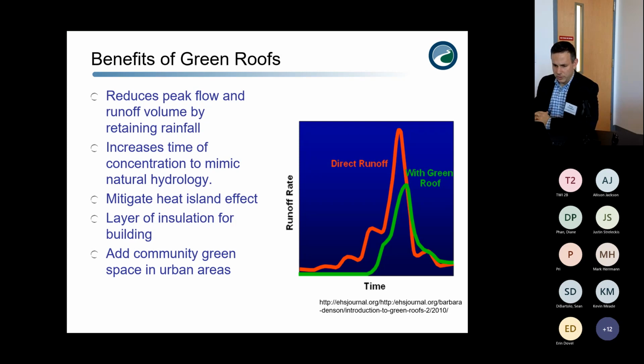Benefits of green roofs: they reduce peak flow and runoff volume by retaining the rainfall that's occurring on the roof. It increases the time of concentration, which again goes to mimicking natural hydrology. It also has other types of benefits like mitigating the heat island effect, providing a layer of insulation on buildings, and adding community green space areas to urban areas. And it does have quite a big benefit. On the bottom right is how the green roof would improve the hydrology of a site from a hydrograph perspective, kind of shifting that time of concentration out in the storm, reducing volume and peak flows.